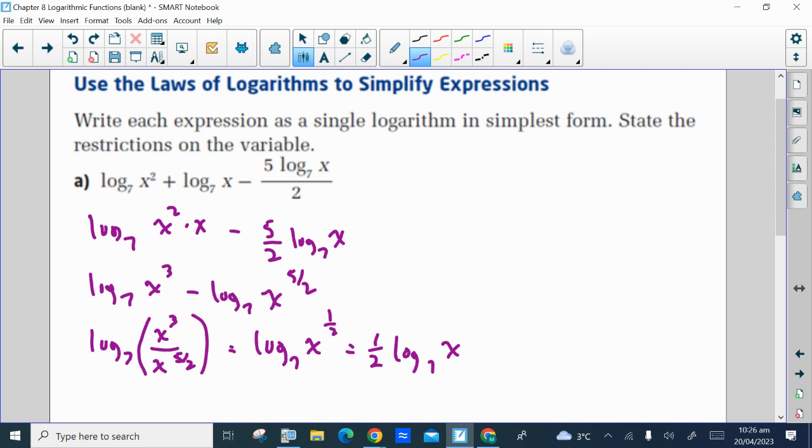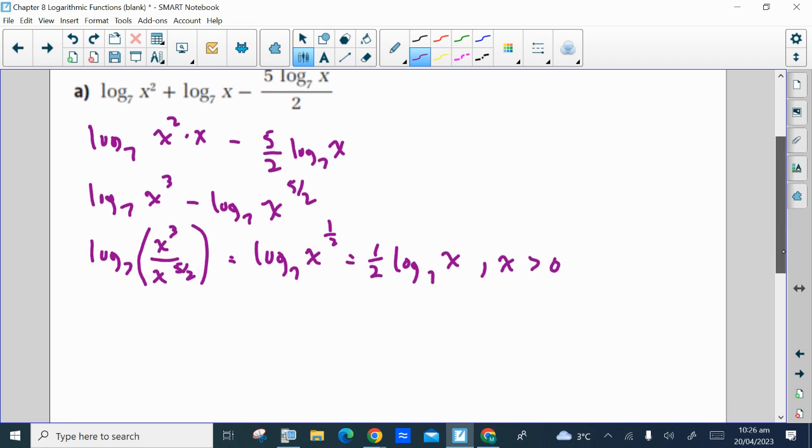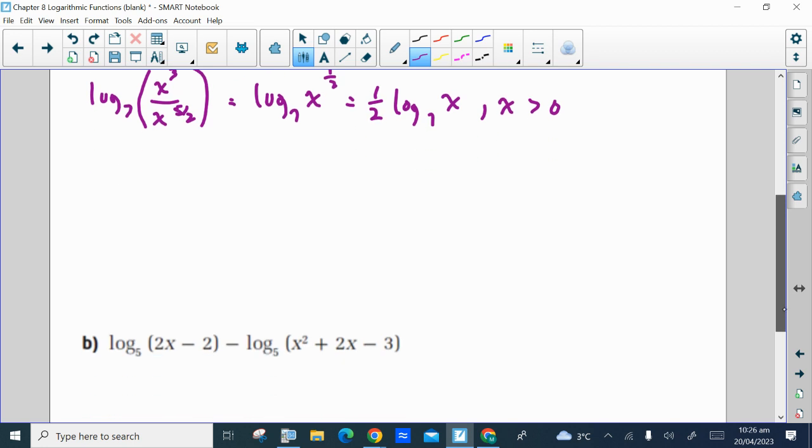Now this also says state restrictions on the variable. Remember, you can't take the log of 0, nor can you take the log of a negative number. So in this case, x has to be greater than 0. We have 3 arguments. They're all either x or x squared. So x can't equal 0, nor can it be negative. So there's our restriction.